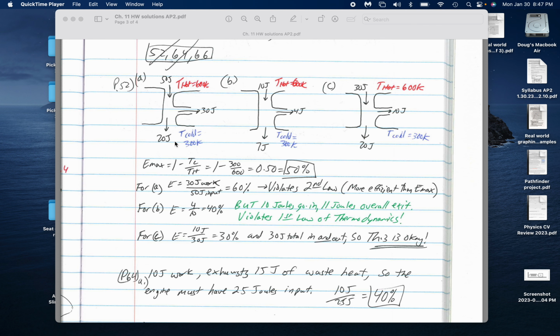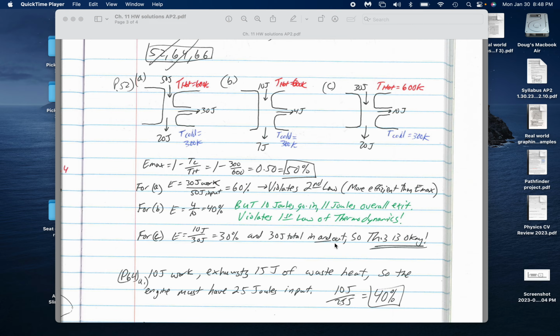Thanks, Mr. Lighty. For B, I have 10 joules in, 4 and 7 here. I have 11 joules out. Well, that's easy. That violates the first law of thermodynamics. You cannot get out more than you put in. For the third one, letter C, 30 joules in, 10 joules out, 20 joules down here, it doesn't violate the first law because what comes out is what goes in. The efficiency that you actually have is 10 over 30, that's 33.3%. That doesn't violate the second law either because the maximum efficiency is still 50%.